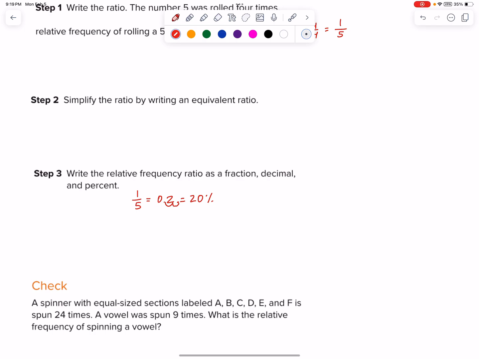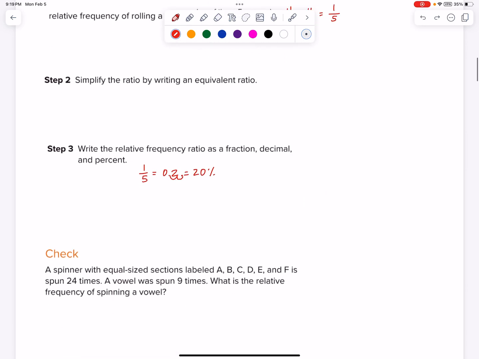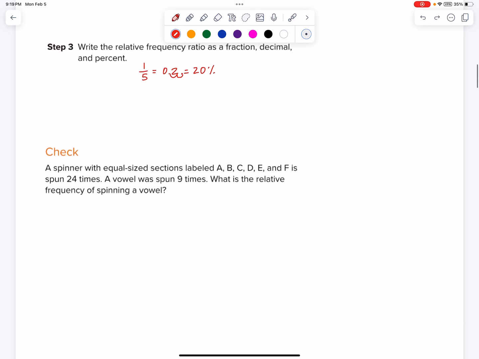Notice we don't write it like the probability of rolling a 5. This is how you would write the experimental probability, and we're not doing that. We're just listing the relative frequency, but they're the same numbers. Remember, that's why it's a little silly.